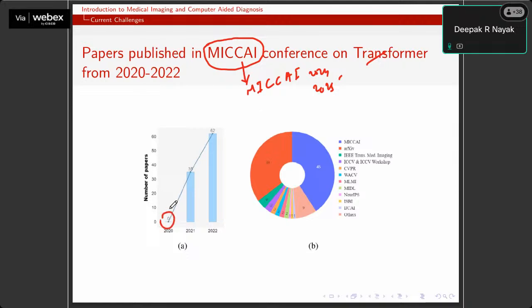You can see there are no papers on transformers. I already discussed what a vision transformer is: another deep learning architecture, very popularly used for analyzing images and videos. In 2021 there are 35 papers. In 2022 there are 62 papers on vision transformers. So there are a lot of papers you will find on advanced technologies in MICCAI.